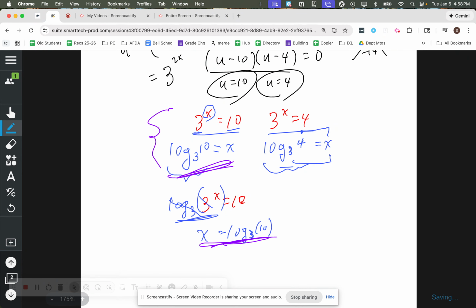Okay? So different ways that you can think about it. There's writing this statement as a log statement. There's also taking the log of both sides, but taking it with the base that matches that base. Okay, whatever makes more sense to you. But the answer is we need to put this into our calculator to get one of the x's. We need to put this into our calculator to get the other x.